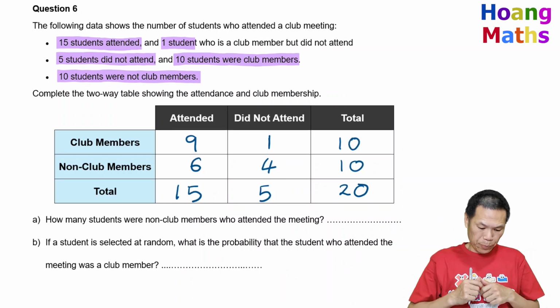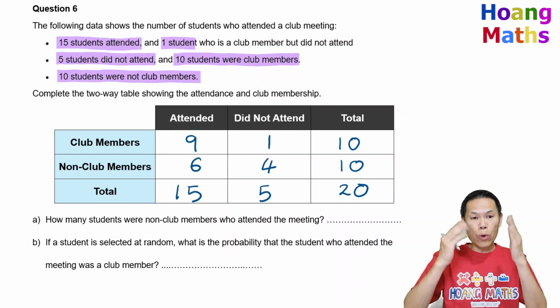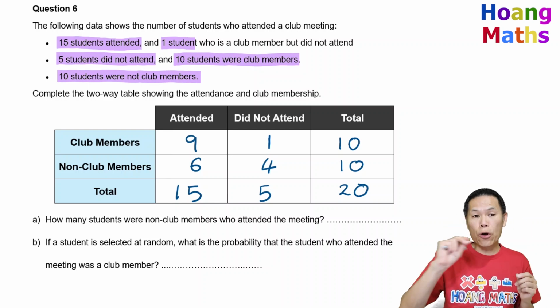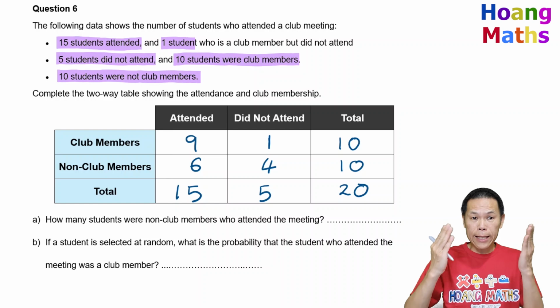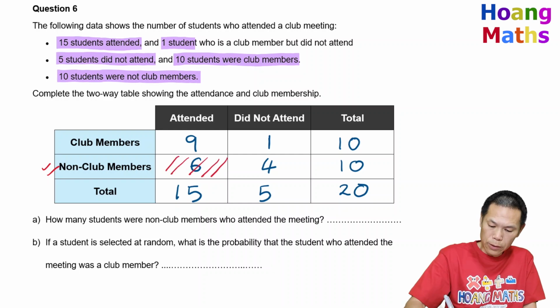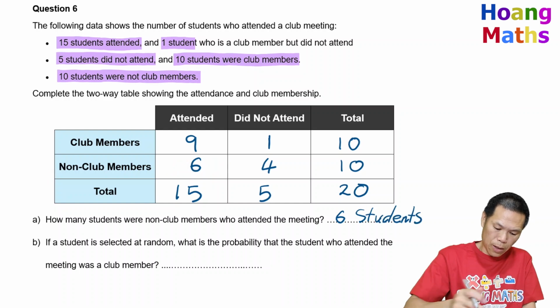Now part A. How many students were non-members who attended the meeting? So non-members and attended the meeting. So non-members will be this row here. And attended meeting, this is attended the meeting. So 6. So 6 students. So let me clear this.